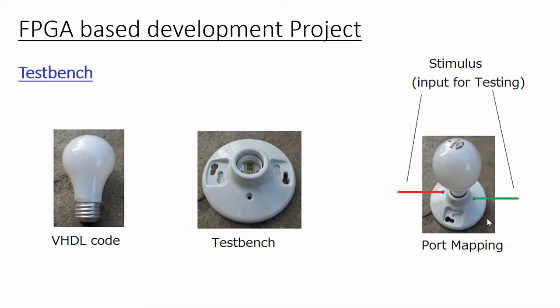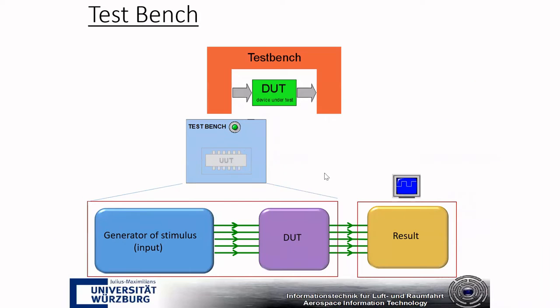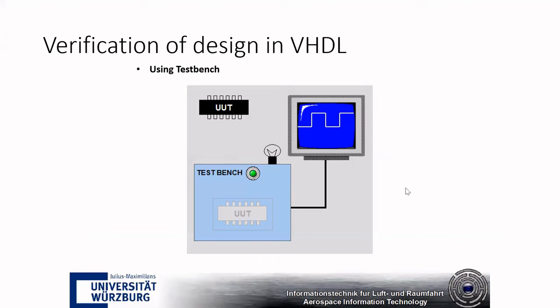Let's see it now in real action. So we have the test bench, the design under test, and then here we have the generation of the stimulus to apply a plus minus, and this plus minus will be connected with the device under test, and then we will see the result on the graphical chart of the simulation.